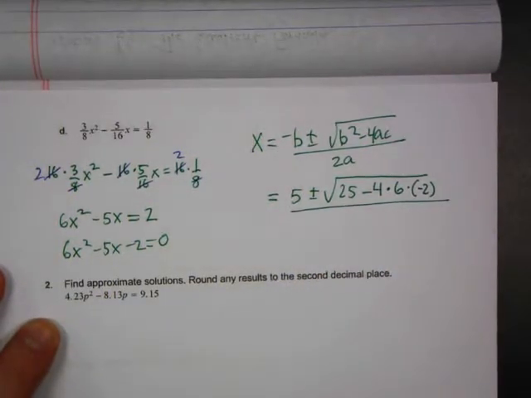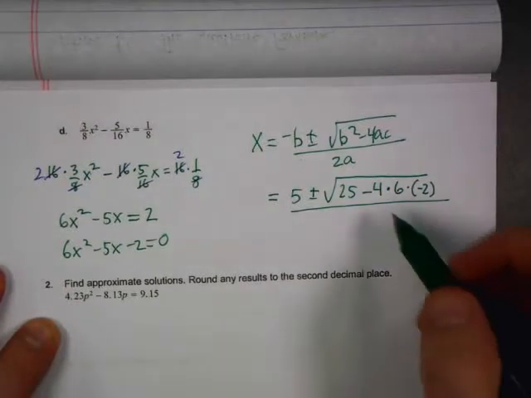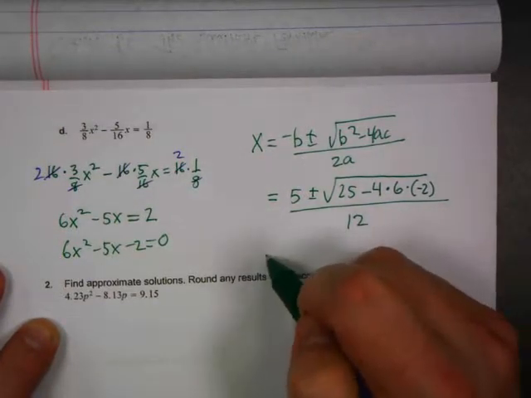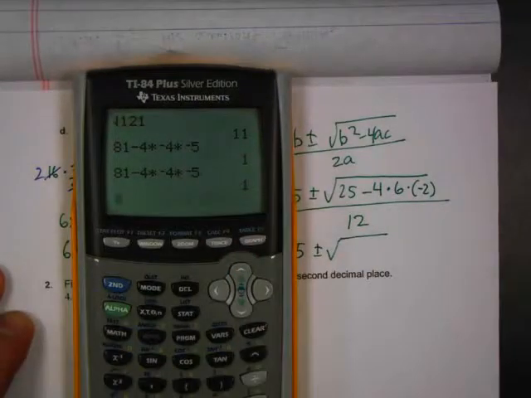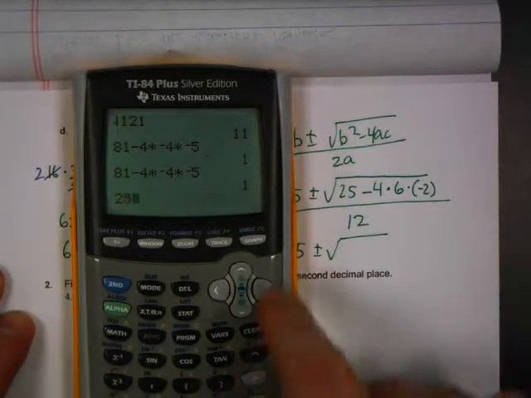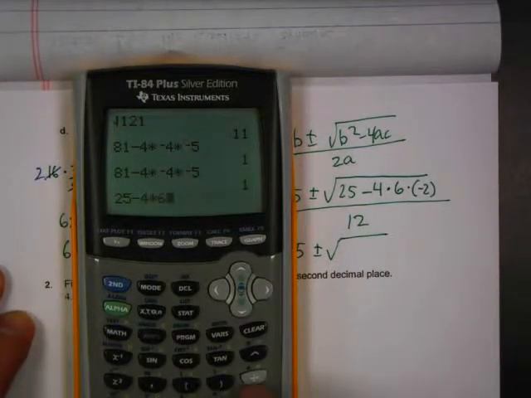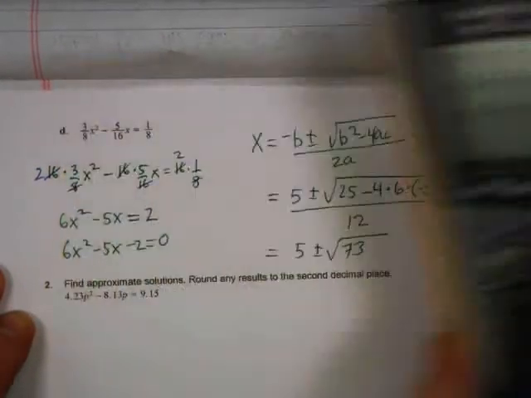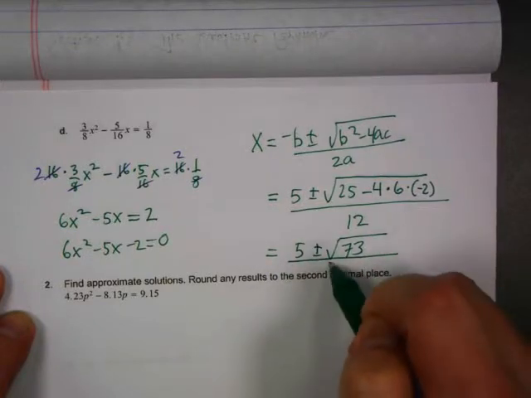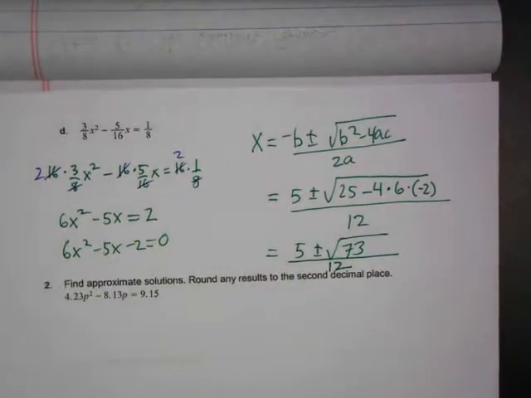All divided by 12. 2 times a. All right, so that's 5 plus or minus square root of, calculator, 25 minus 4 times 6 times negative 2. Calculator says that's 73. And then the whole thing gets divided by 12. The square root of 73 is not a nice number. So we leave it just like that. Questions on that?